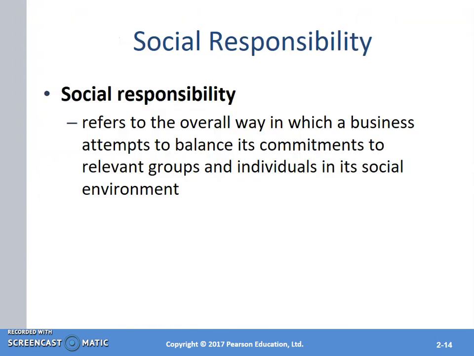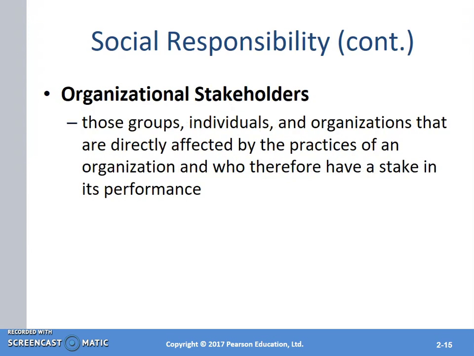When we talk about social responsibility, social responsibility is the business attempt to balance the commitment to the relevant groups and individuals in its social environment. Social responsibility means that when the company makes a profit, at the same time the company has to spend or share its profit with another party, which is our society. That is what we call the commitment of the company to the social environment.